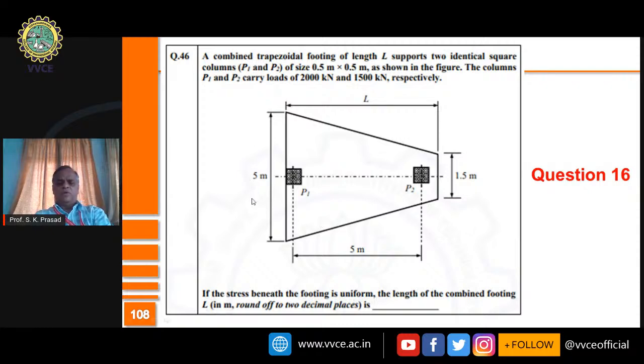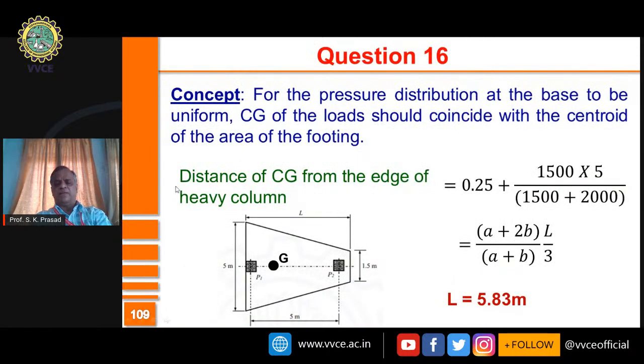So given everything else, L was supposed to be determined, and it was determined in the previous problem. As I said, the concept is that the pressure distribution at the base is uniform. It can happen only when the CG of the loads coincides with the centroid of the area of the footing.